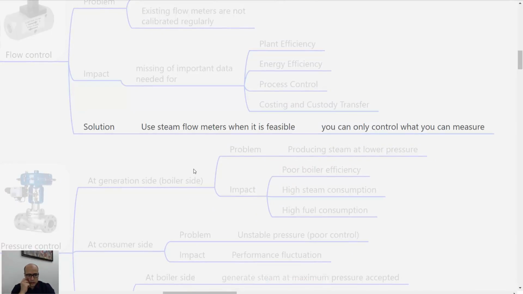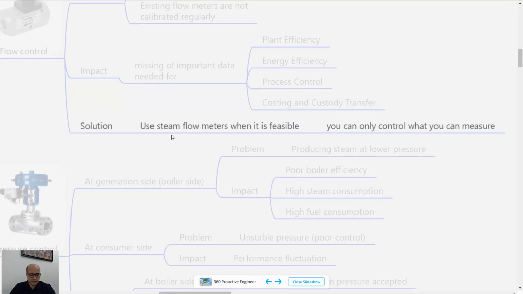The proposed solution is to use steam flow meters when it is feasible, and it is highly recommended to install them if your major consumer of steam has no flow meters. This is due to one simple fact: we can only control what we can measure. Without proper measurement, we cannot see what is happening in the system, and we cannot make any proper tuning for the system.